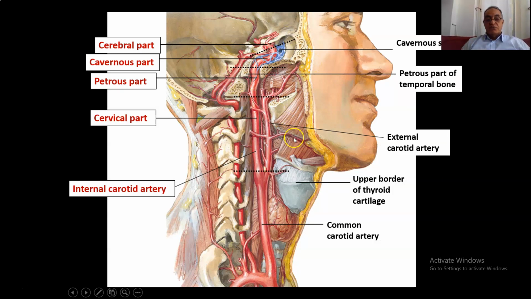So this is another view showing the cervical part of the internal carotid. This is the petrous part of the internal carotid, where you see the petrous loop, the posterior loop of the petrous bone, and then the cavernous part, where you see the medial loop and the anterior loop, and then we have the clinoidal part and the intracranial part.